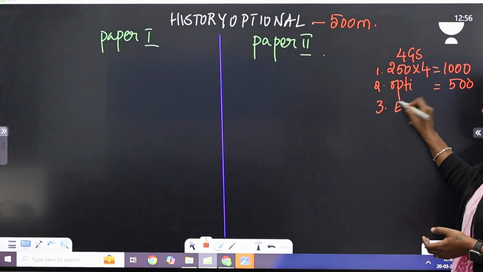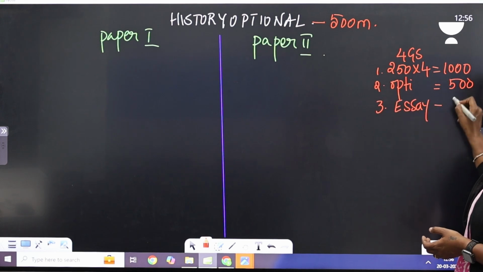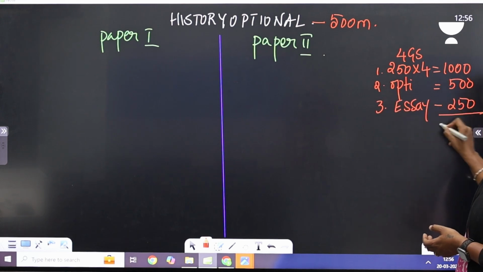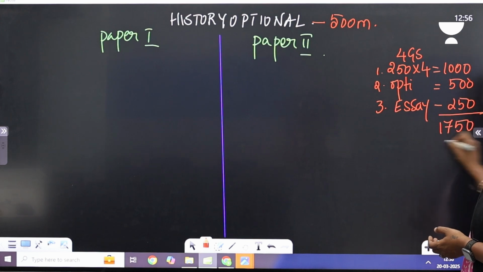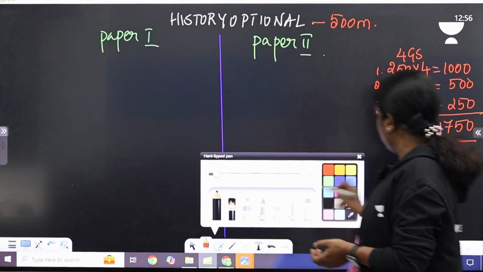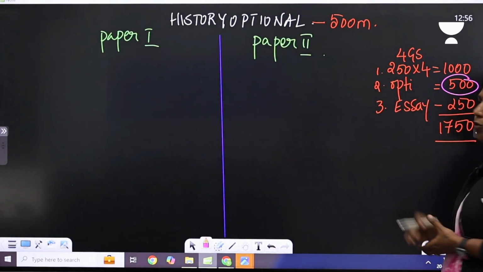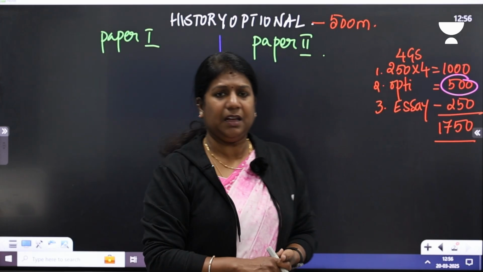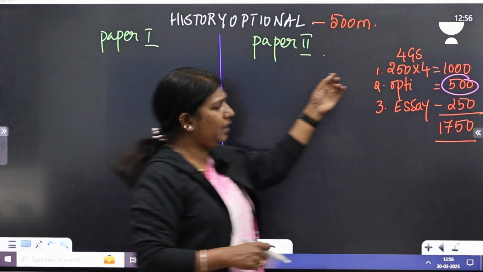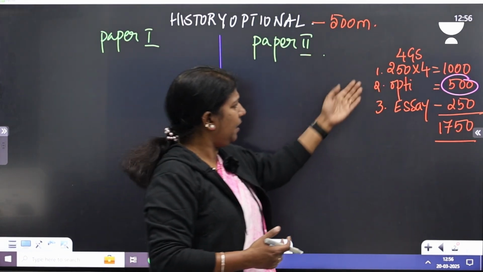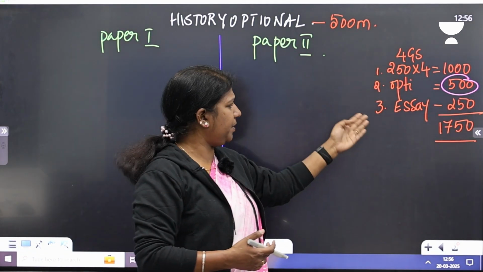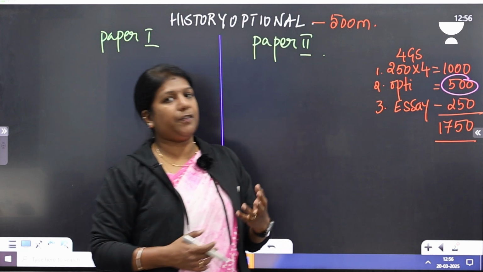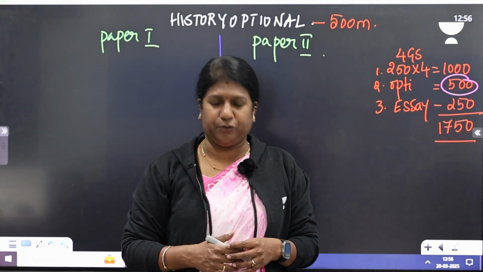Then you have your essay. Your essay is for 250 marks. So in total, it is 1750 marks. Here, optional plays a very crucial role because essay and general studies are compulsory for any candidate. Any student who's preparing for this exam has to write all the 4 GS papers and the essay paper. But if you're smart enough, you can choose your optional.